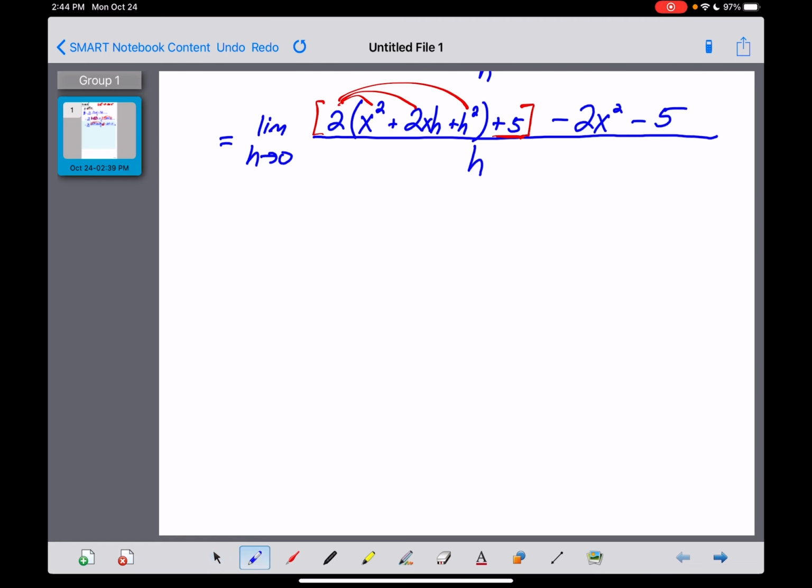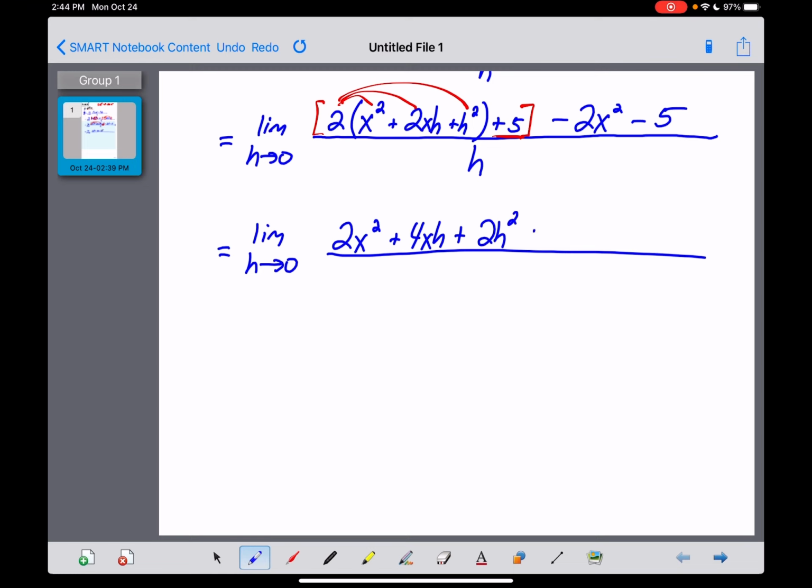Okay, so what's that going to get us now? Still not ready to evaluate this limit just yet, but here we go. That is going to give us a 2x squared plus a 4xh plus a 2h squared when we distribute the 2. There's a plus 5 at the end of that, and then a minus 2x squared and a minus 5 all over h. And now comes the fun part, guys.